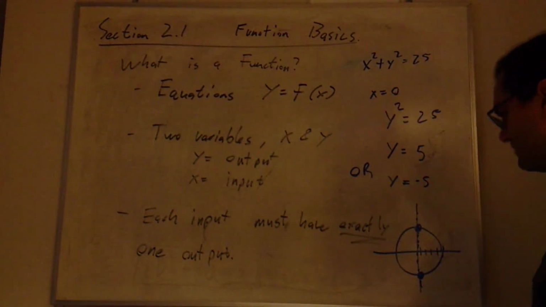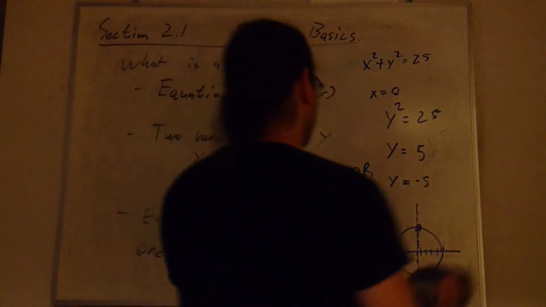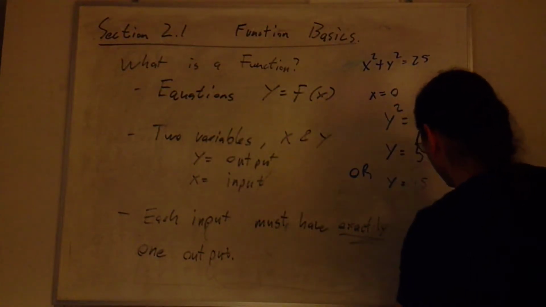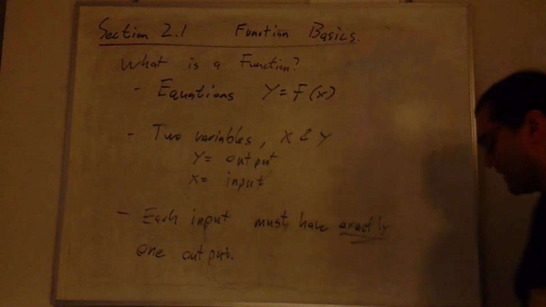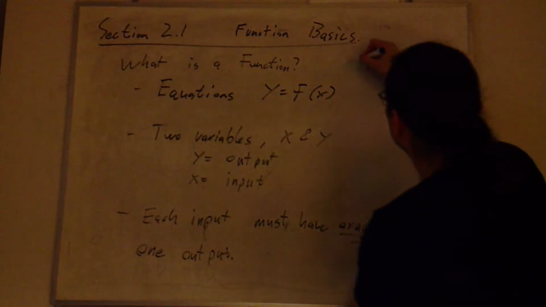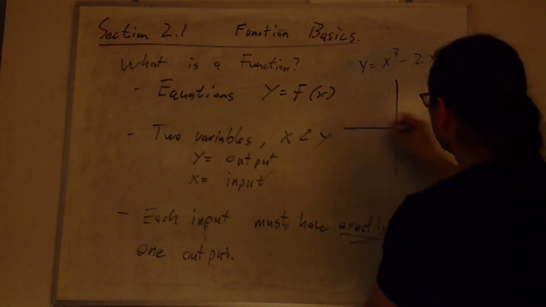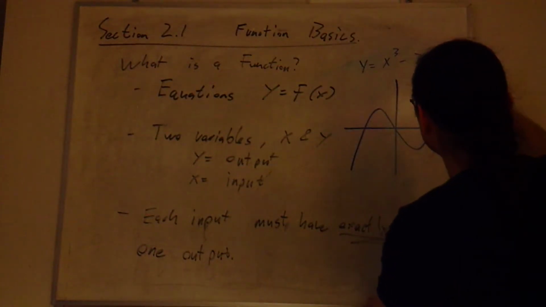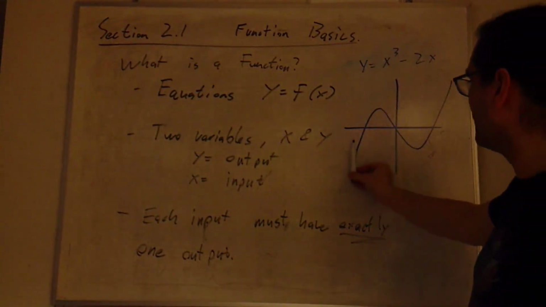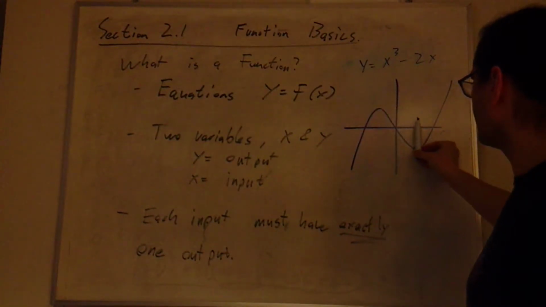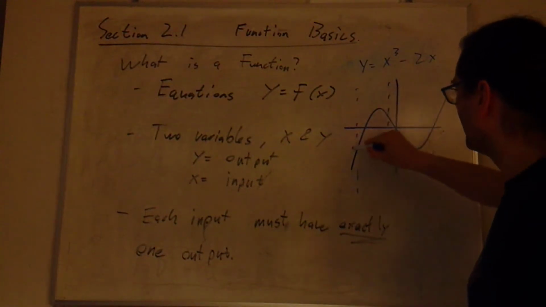So if we have a different function, let me grab an eraser. If we make up a different function like y equals x cubed minus 2x, this function probably looks like this. And the nice thing about this function is you can put vertical lines anywhere you want on this axis, and anywhere you put a vertical line, it's only going to intersect the curve at one point.